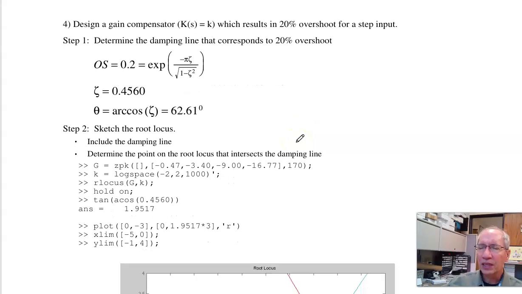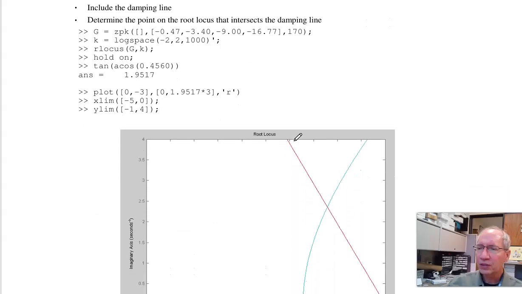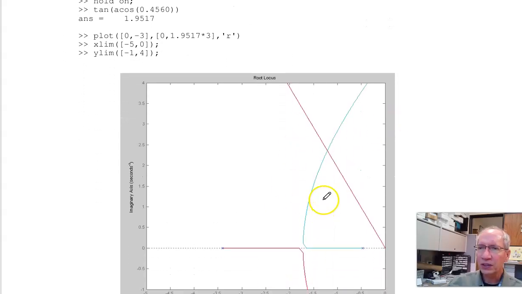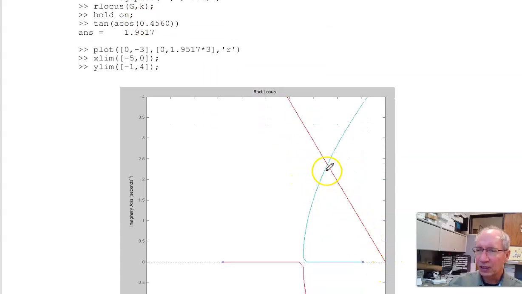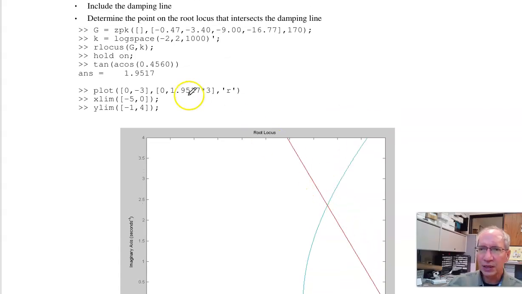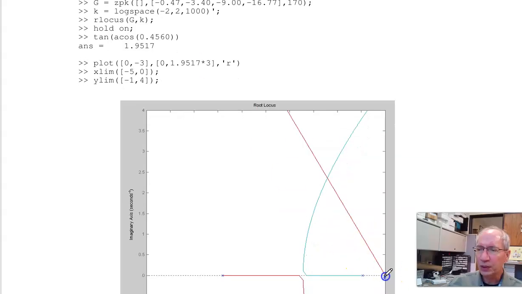Problem 4 is now designed for 20% overshoot. So here I sketch the root locus, freeze it, draw the damping line. I draw this line, plot that on the root locus plot. I'm going to go origin, 0, 0 is 1 point, minus 3, the tangent of the angle, times 3. 2 points determines the line.